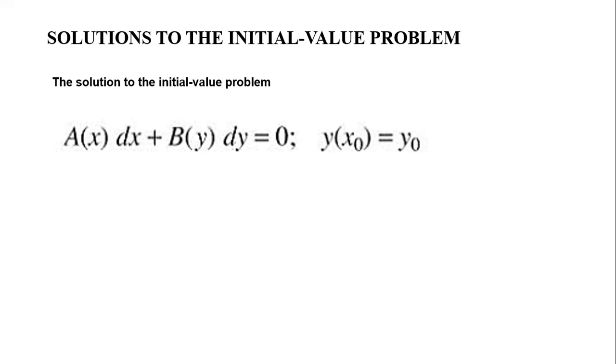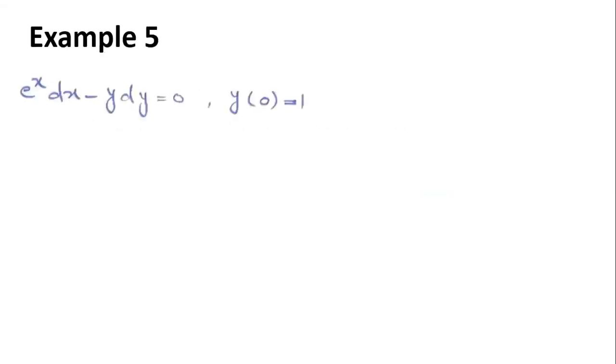For example, if initially the capacitor was fully charged, or it's 0. So how we read it, it is basically the value of y, that is y naught, when the value of x is equal to x naught. By applying these initial conditions, we can find the value of the constant, and for that purpose we now solve another example. In this example, we have exponential x dx minus y dy is equal to 0, and our initial condition is y of 0 is equal to 1. That means at x equal to 0, the value of y is equal to 1.